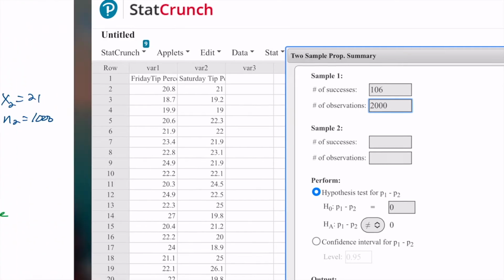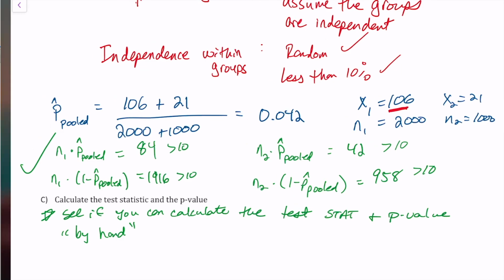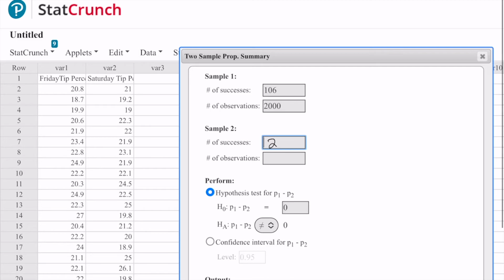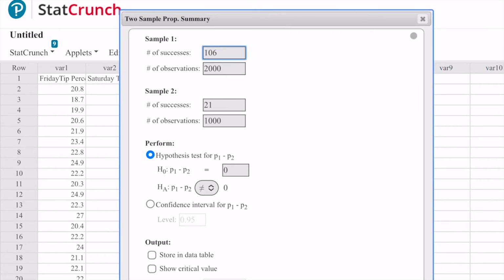Okay. Now let's go down here, and we're going to use X2 as the number of successes for sample 2, which is 21 out of 1,000. Okay, so I'm hoping you know where these values are coming from, guys. All right, we're going to perform a hypothesis test.